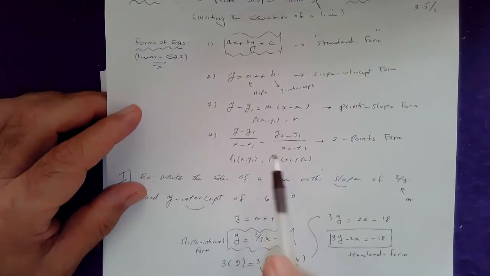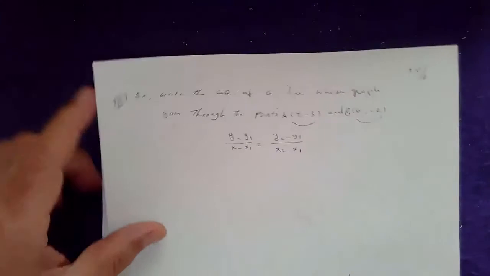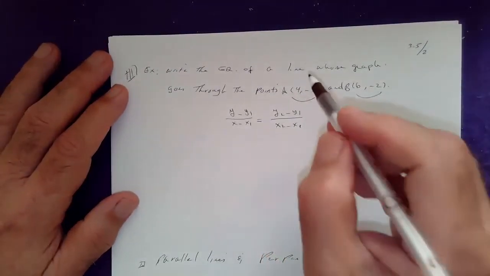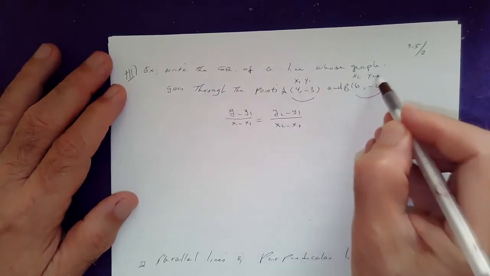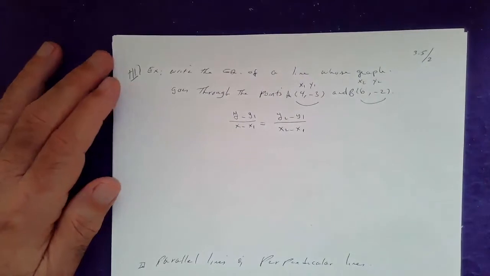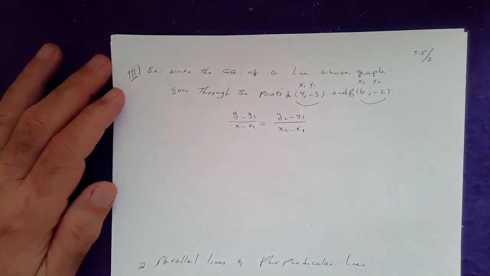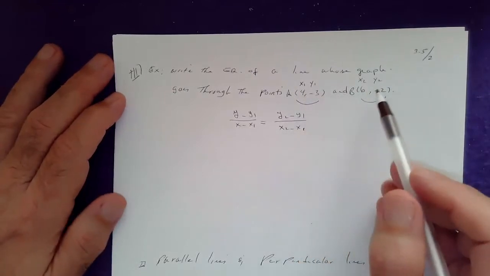When do we use this form? When we are given 2 points on the line. And we have 2 points on the line in this problem. So I'm going to label these points as x1, y1, x2, y2. Does it matter which one is x1, y1 and which one is x2, y2? No, it doesn't. As long as you don't mix the subscripts, you're good to go.